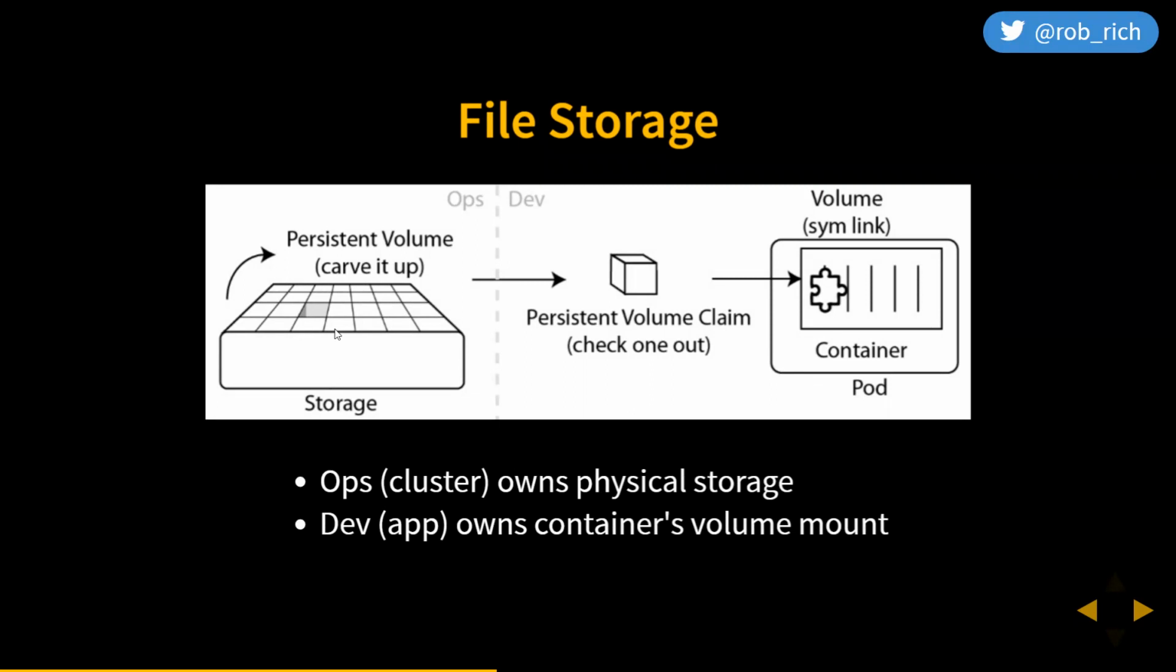Let's carve that storage into little pieces. We'll call each piece a persistent volume. And now we'll claim one of those pieces. We'll call this a persistent volume claim, and that will be the thing that we map into our container as a volume. We have storage, persistent volumes, persistent volume claims, and volumes mapped to our container.